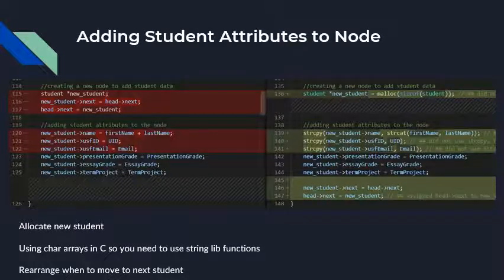Then, adding to the student attributes, as mentioned before, we can see that the majority of the code is missing. On the left is the incorrect code, and you can see they tried to do C++ programming when they coded most of their application in C. To fix this, you had to use the string library functions and reinitialize the variables.